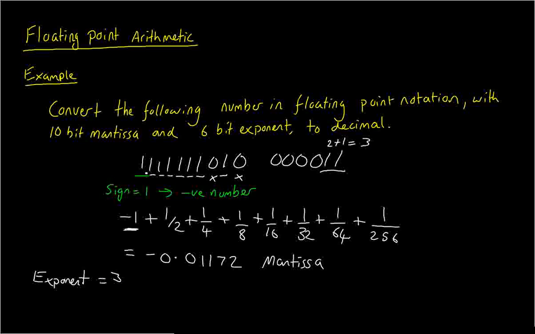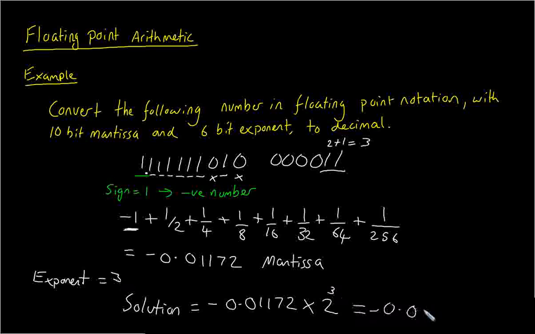So we need to write down a final solution to the problem, and the solution is generated by doing this. We've got minus 0.01172, and we're going to multiply it by 2, remember, because of the binary system, to the power of the exponent, and the exponent this time is 3. Well, that's equivalent to minus 0.01172 times 2 times 2 times 2, which is 8. So the final answer is minus 0.09375.